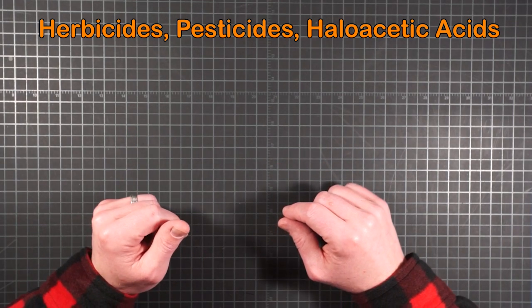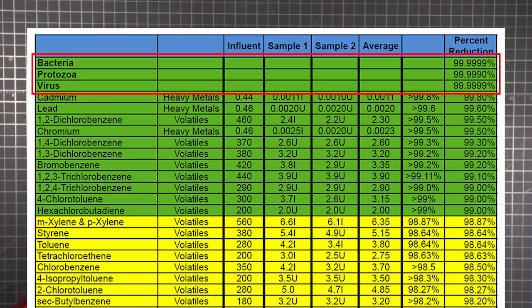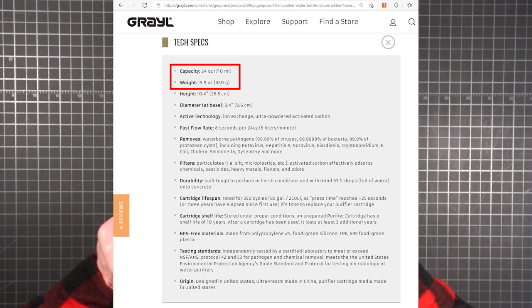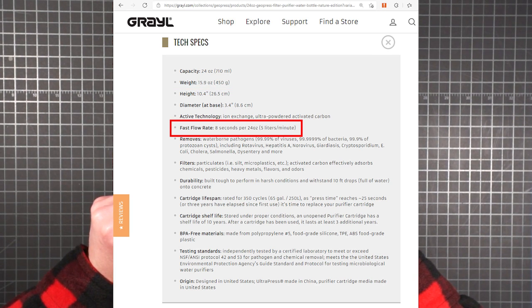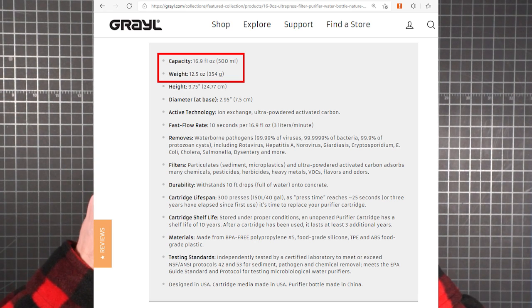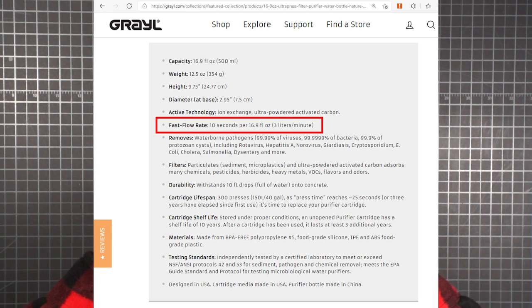For the microbiological threats, Grayl lists reductions of 5 log for protozoa and 6 log for both viruses and bacteria. That's EPA standard for bacteria, but 2 logs higher than required for both protozoa and viruses. The 24-ounce GeoPress weighs just over a pound, with an initial flow rate of 8 seconds per batch. And you can save some bulk and weight with the 16.9-ounce Ultra Press, though at the expense of having to make more presses, which also take a bit longer at 10 seconds each.